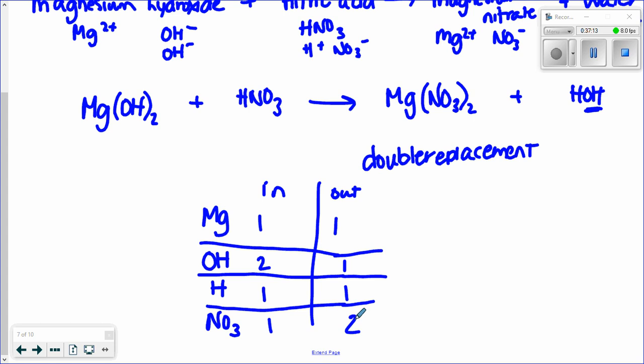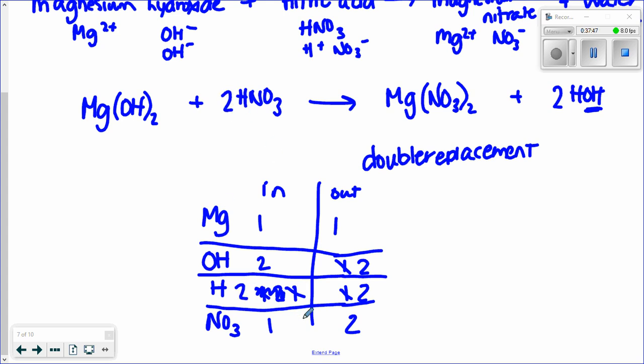So thinking about how to balance this, starting maybe with this hydroxide, since it's out of balance, I'm going to put a 2 here. So that fixes our hydroxide, but it changes my number of hydrogen. So now I have 2 hydrogen. Oh, I wrote that in the wrong spot. This should still be 1. This should be a 2. So now I have 1 hydrogen going in, 2 coming out. So I need to fix that. So I am going to make it a 2 by putting a 2 here.